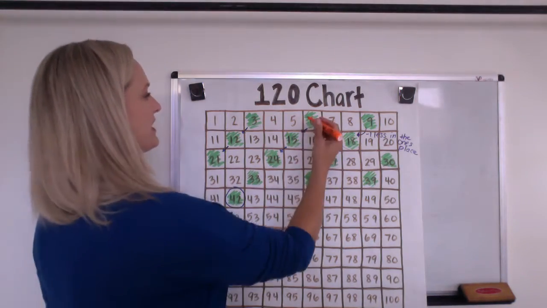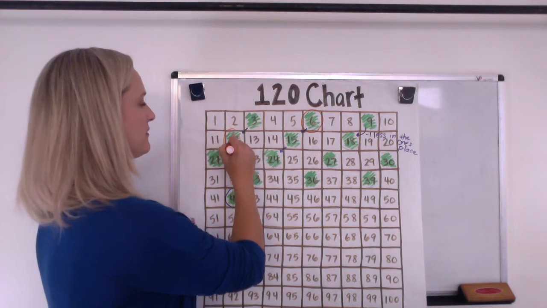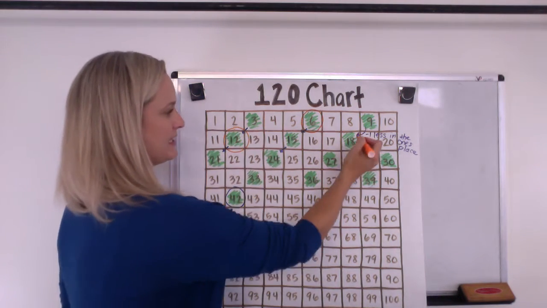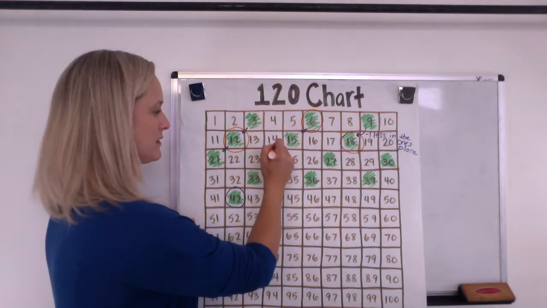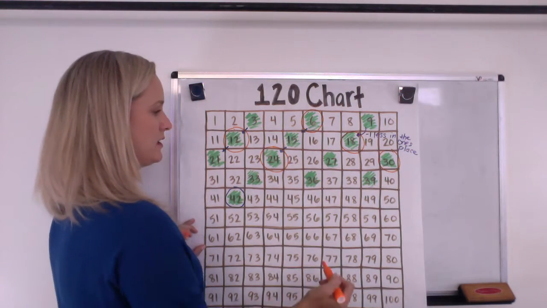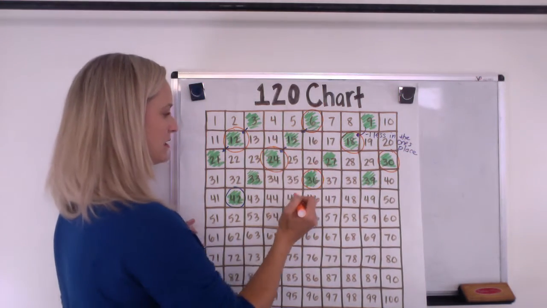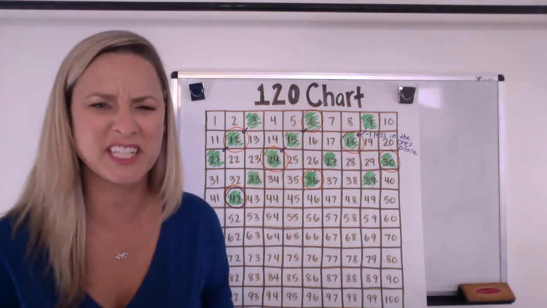Count. 6, 12, 18, 24, 30, 36, 42. All right, so let's check this out.